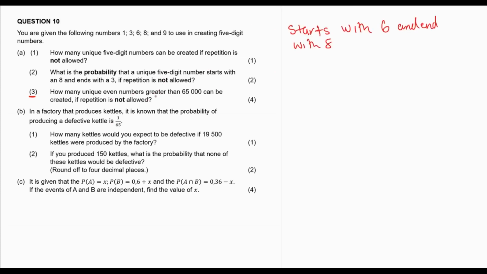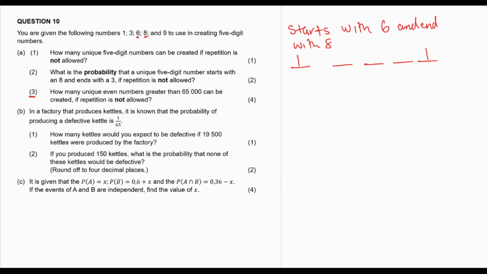Now let's say the number starts with a 6 and ends with an 8. So that's the first situation. We have 1, 2, 3, 4, 5 slots. Let's say the first slot is taken by 6. So how many choices do we have? How many 6s do we have? We only have one 6. So it means one choice here. And then the last slot, let's say, is taken by 8. How many 8s do we have? We have only one 8. So we have one choice.